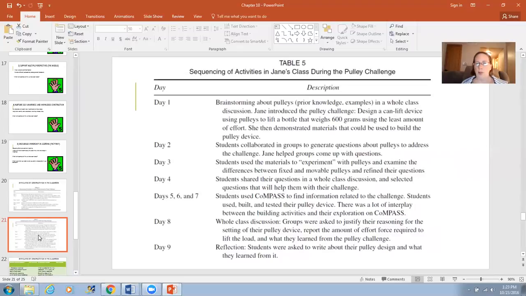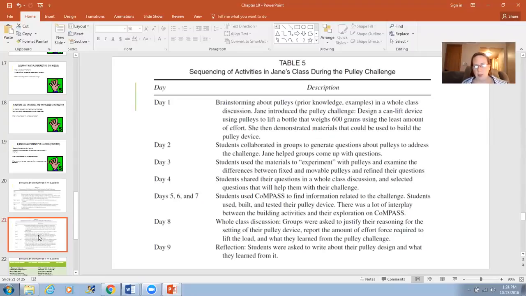On day 3, students used the materials to experiment with pulleys and examine the differences between fixed and movable pulleys and refine their questions. So think about that. Not only are they being asked to generate their own questions, so what questions do you have? But then they're being asked to refine it. Okay, so here's what you were thinking was going to happen. Here was a set of questions that you have. But now that you've started to play with it, maybe your questions have become more detailed, more succinct, more to the point, and more reliant on what you're actually experiencing.